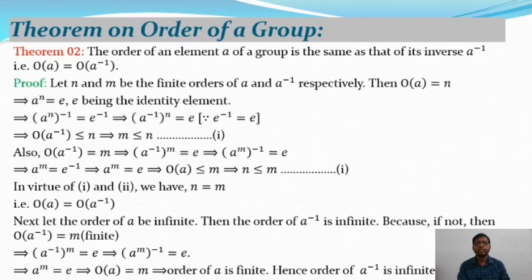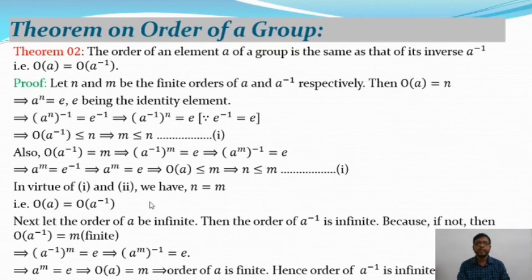So in both cases, in the finite case as well as in the infinite case, the order of an element a of a group is the same as that of its inverse a inverse. That means the order of a is equal to the order of a inverse. So here is the proof of the second theorem on order of a group.